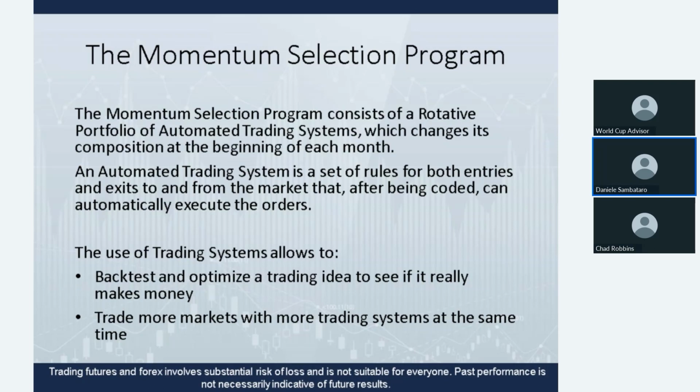An automated trading system is just a set of rules for both entries and exits to and from the market that, after being coded, can automatically execute the orders. So the backbone of the program is represented by automated trading systems. There are not any discretionary operations or trades made on news or on the basis of my personal view of the market. But why do I use automated trading systems instead of manual trading?